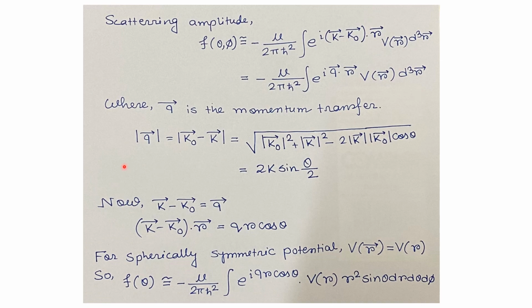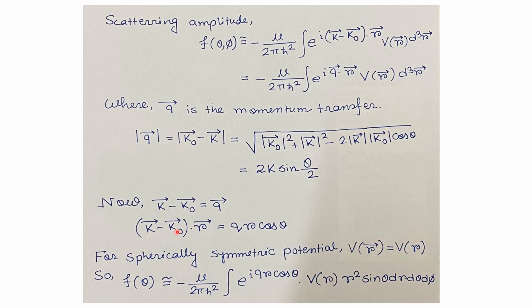Okay, then we can take the mod of q vector, that is basically the mod of k₀ vector minus k vector, which will give root over |k₀|² plus |k|² minus 2|k||k₀|cos θ. Here θ is the angle between k vector and k₀ vector. Now for elastic scattering, k equals k₀. So we can take the k² term from inside the square root to the outside. It will give a k term outside the square root, and the remaining term inside the square root will be 2 minus 2 cos θ. From the trigonometric formula, we know 1 minus cos θ equals 2 sin²(θ/2). If we put that, then finally we will get |q| equals 2k sin(θ/2).